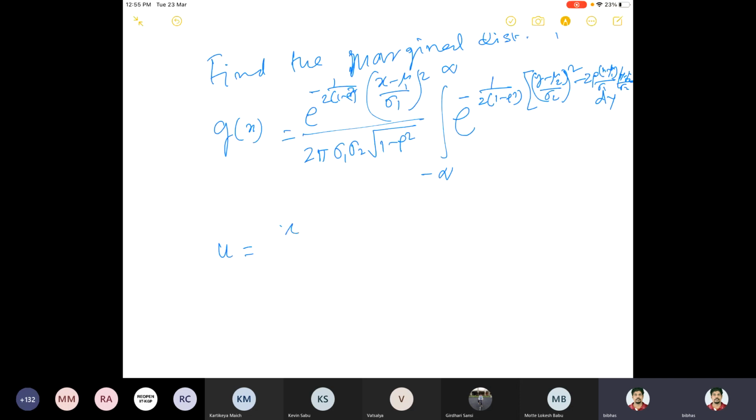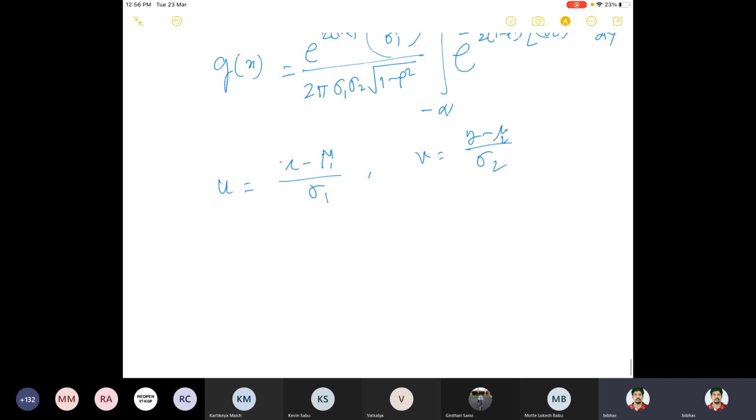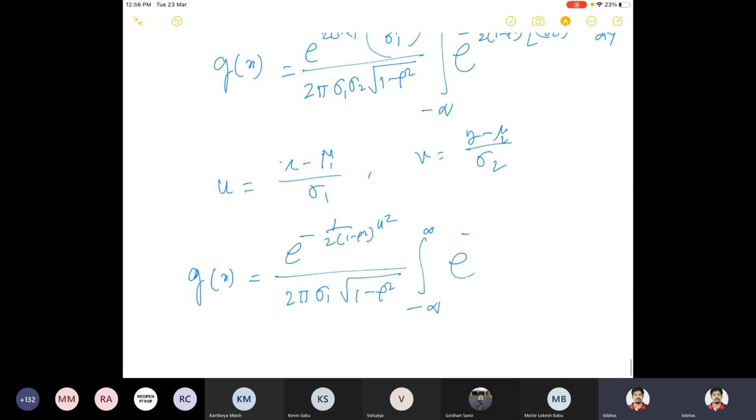Let's say u and v. u is equal to x minus mu1 by sigma 1, and let's say v is equal to y minus mu2 by sigma 2. Then g(x) will be nothing but e to the power minus 1 by 2, 1 minus rho square u square, then 2 pi sigma 1 square root of 1 minus rho square, then integral from minus infinity to infinity of e to the power minus 1 by 2, 1 minus rho square, v square minus 2 rho uv, and then you will have dv.